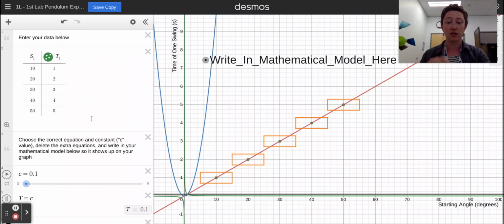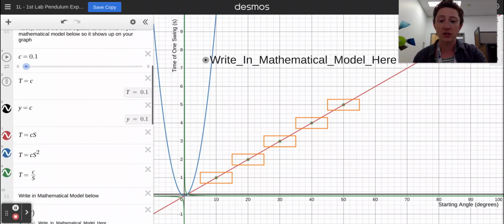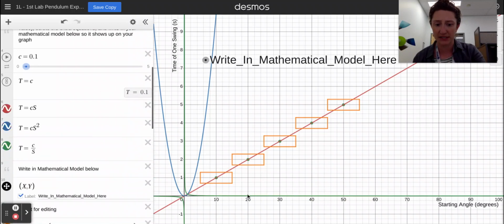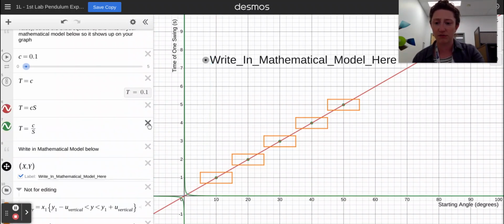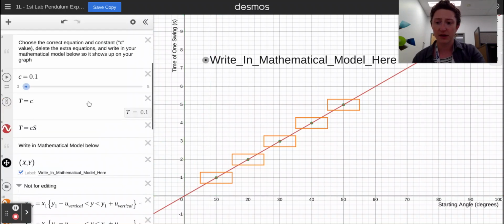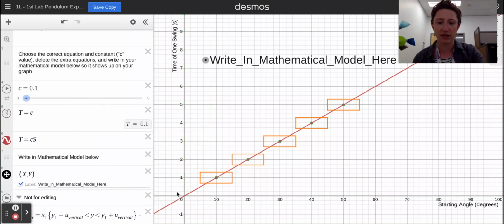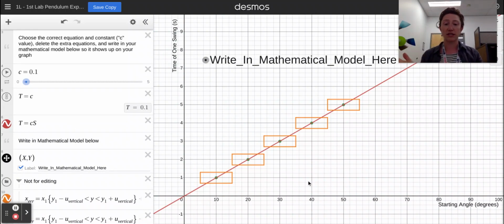Now we want to clean this graph up by getting rid of the lines that don't match our data. So I see that the red one matches, so I can get rid of this black one. That makes that one disappear. I can get rid of the blue, and I can get rid of the green. Okay, and what this leaves us with is our red line, and then we have the mathematical model. It's a different term for the equation. So now we're done with step three.